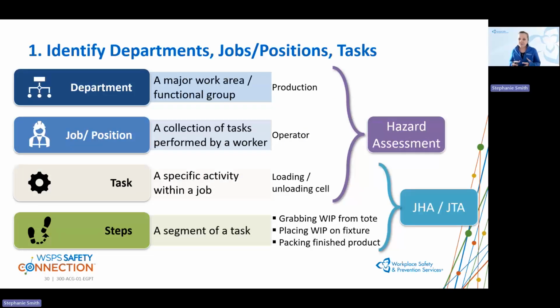Going back to what I was talking about earlier, the different types of hazard assessments, I just wanted to show this visually. Most companies have departments, you may have jobs or positions, then those jobs and positions may have tasks, and then you may have steps for each one of those. Hazard assessments look at the top three: departments, jobs and positions, and the big task items they're doing. JTAs focus down here on the task being done and the steps of that task to look at the hazards. So that's the visual breakdown.